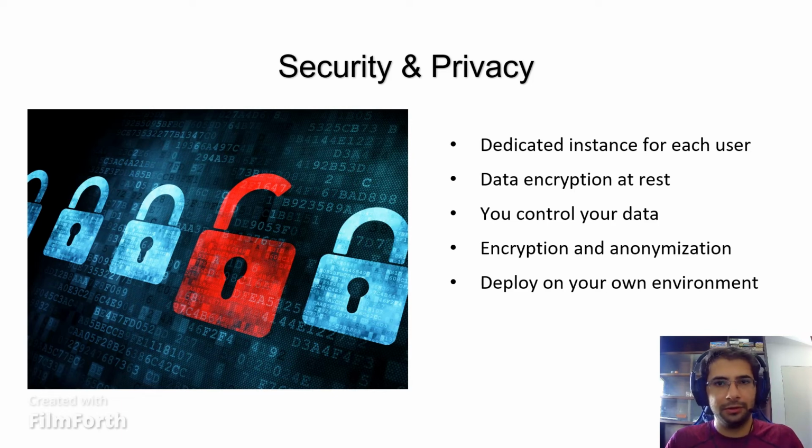Every user on Griffin has its own dedicated server, so you don't share your hardware with other users. The data is encrypted at rest, and we use all the cloud security layers we can possibly give you. You control your data. We don't have access to your data. All the data can be encrypted and anonymized, as I said. And also for companies, you can deploy it in your own environment, with your own security and verification processes.